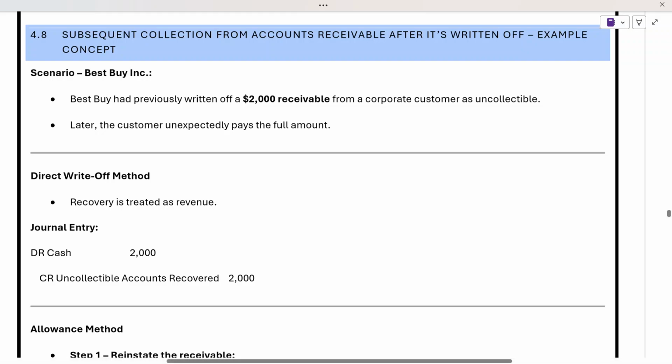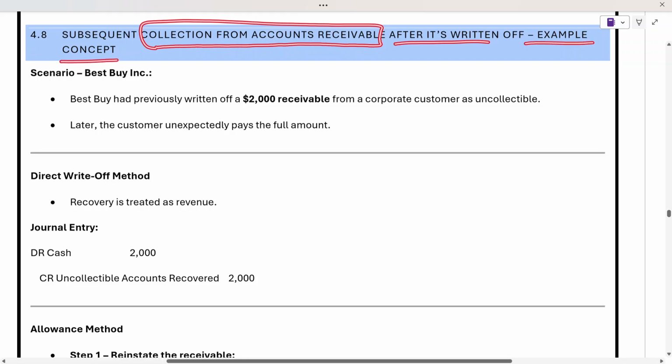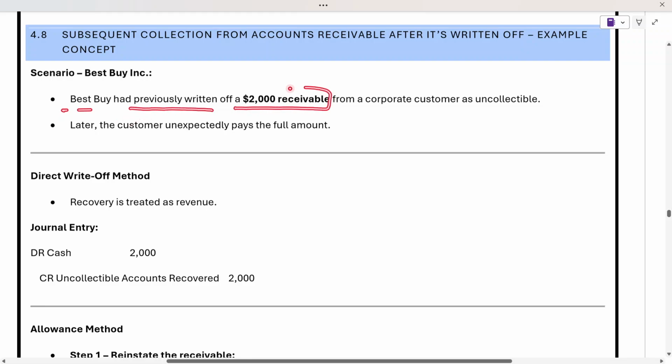Okay, so now let's try to understand subsequent collection from accounts receivable. In many cases, what happens is that you have a return of your debtors or accounts receivable, and after the return they come and pay you in good faith. So let's take the example of Best Buy, which has previously written off a $2,000 receivable from a corporate customer as uncollectible. Now that customer comes back and unexpectedly pays the full amount of $2,000.